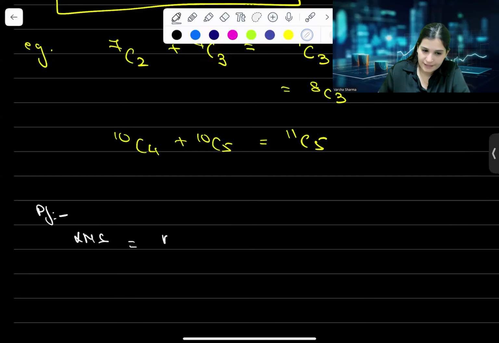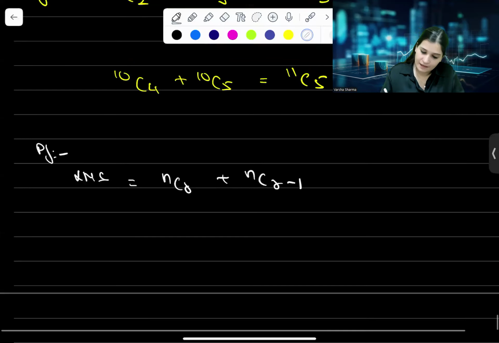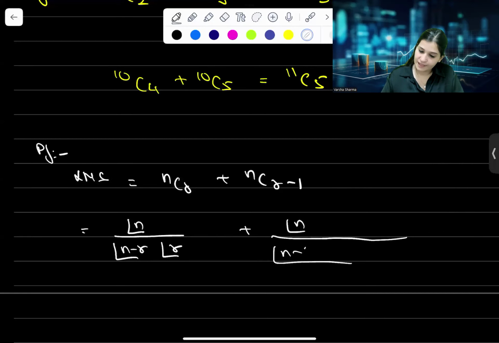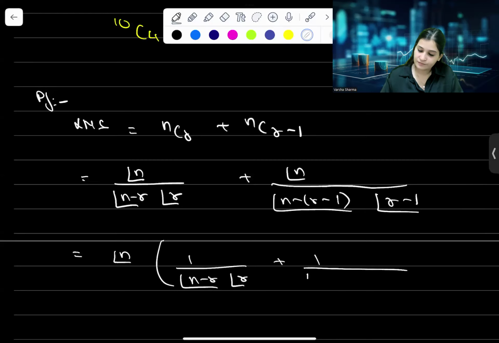LHS: nCr plus nC(r minus 1). So factorial n over factorial (n minus r) factorial r, plus factorial n over factorial (n minus r plus 1) factorial (r minus 1). I can take factorial n common right now. 1 upon (n minus r) factorial r, plus 1 upon (n minus r plus 1) factorial (r minus 1).